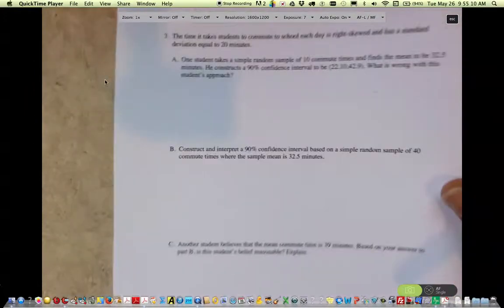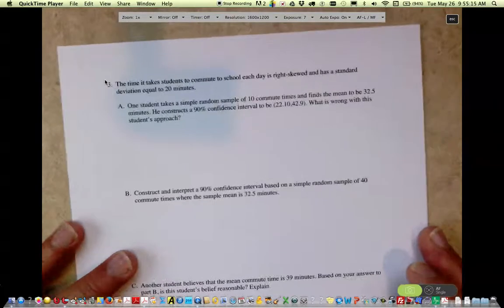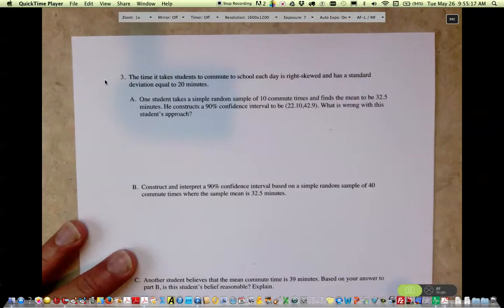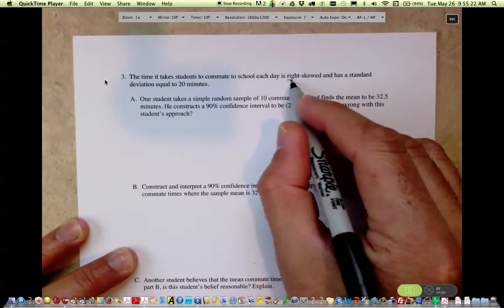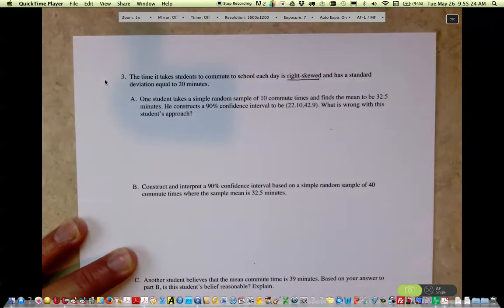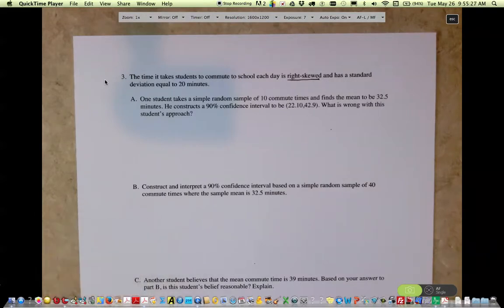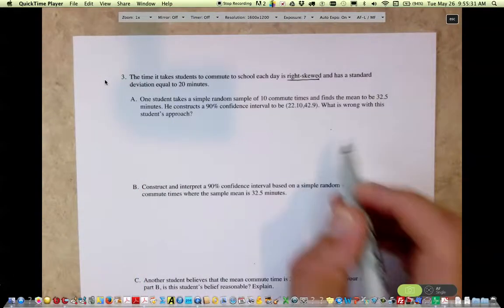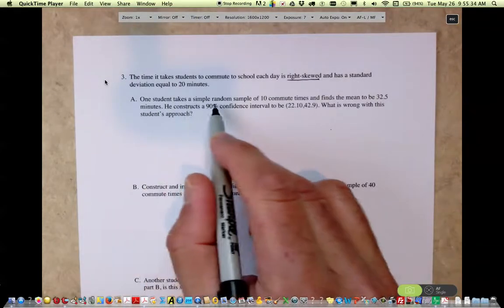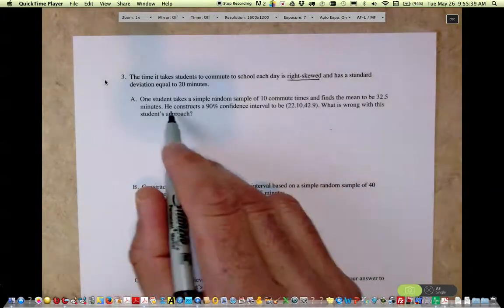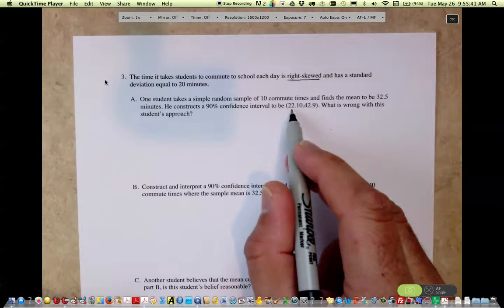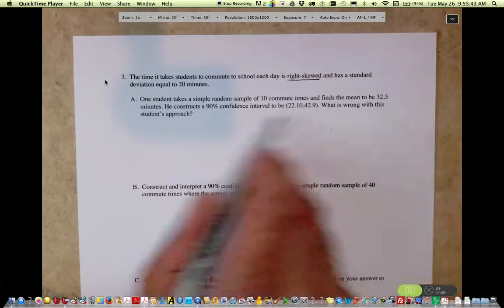Okay, and then the last couple questions here. Question 3 just has to do with being allowed to do these mechanics. The time it takes a student to commute from school each day is right skewed, okay? Think about it, some kids live close to school, but there's a few kids that live far away from school. And the standard deviation is 20 minutes. One student takes a simple random sample of 10 commute times and finds the mean to be 32.52 minutes. He constructs a 90% confidence interval to be these two numbers. What's wrong with his approach?